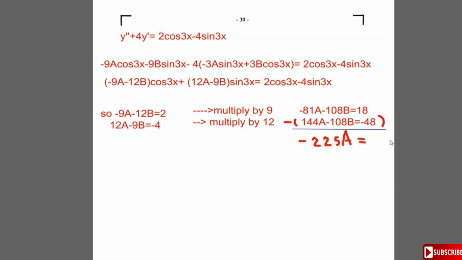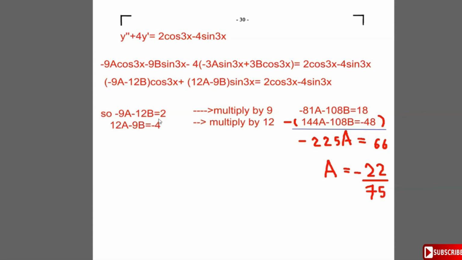Both of these look divisible by 3. And so I simplify it now to get a is 66 over minus 225. That's 22 over 75, that's minus 22 over 75. That's what we're getting for A.